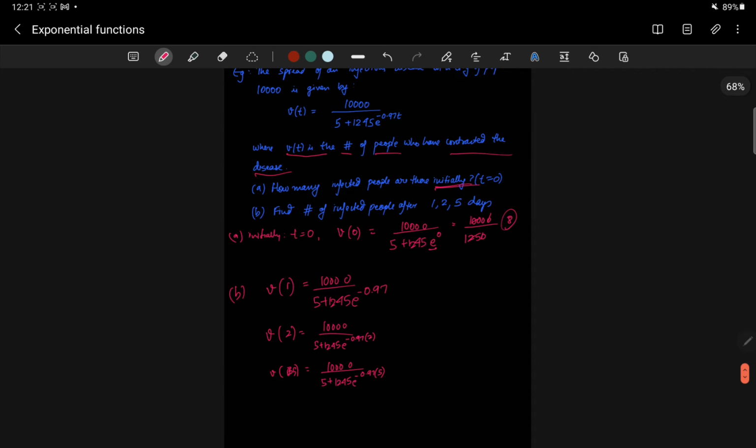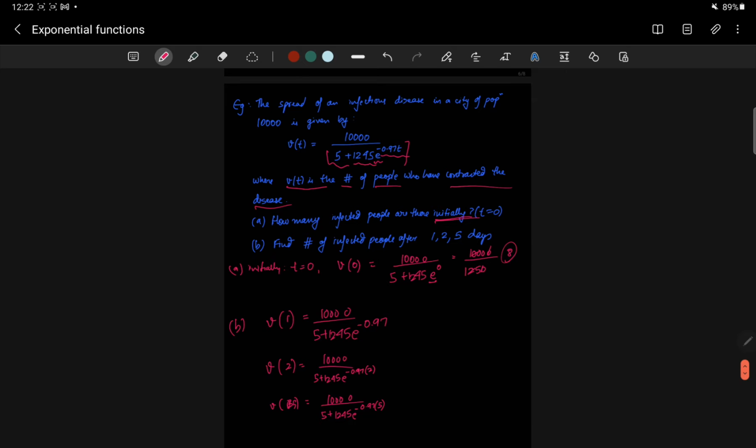Now, what would you expect? Let's analyze. As t increases, this quantity becomes more and more negative, which means this quantity becomes smaller and this quantity becomes smaller. So the denominator becomes smaller. When you divide something by a small number, you get a large number. So the number of infected people is increasing. However, they cannot increase indefinitely. There are only 10,000 people, so after it reaches a certain value, it cannot increase anymore, which gives you the notion of there being a horizontal asymptote.